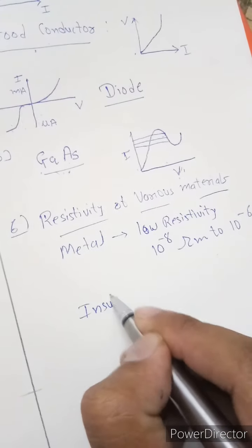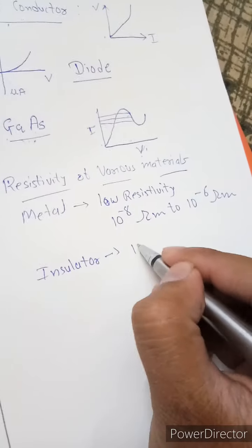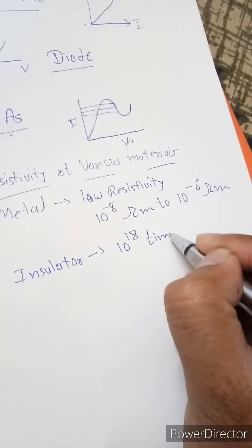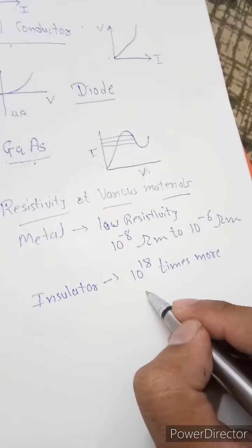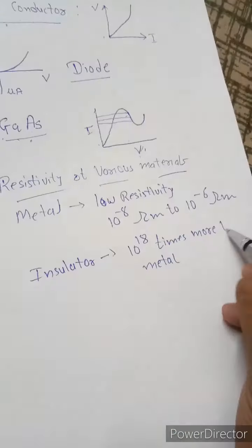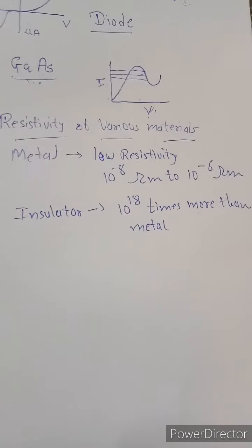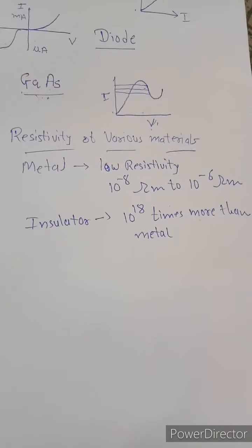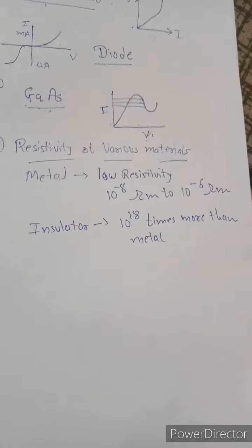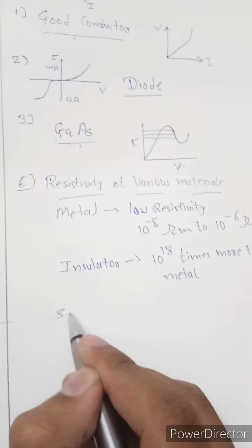For the insulator like ceramic, rubber, plastic, it has resistivity 10¹⁸ times more than the metal. Means metal has low resistivity, like 10⁻⁸ ohm meter to 10⁻⁶ ohm meter, while for the insulator it is 10¹⁸ times more than the metal. In between these, another material came, which is nothing but the semiconductor.